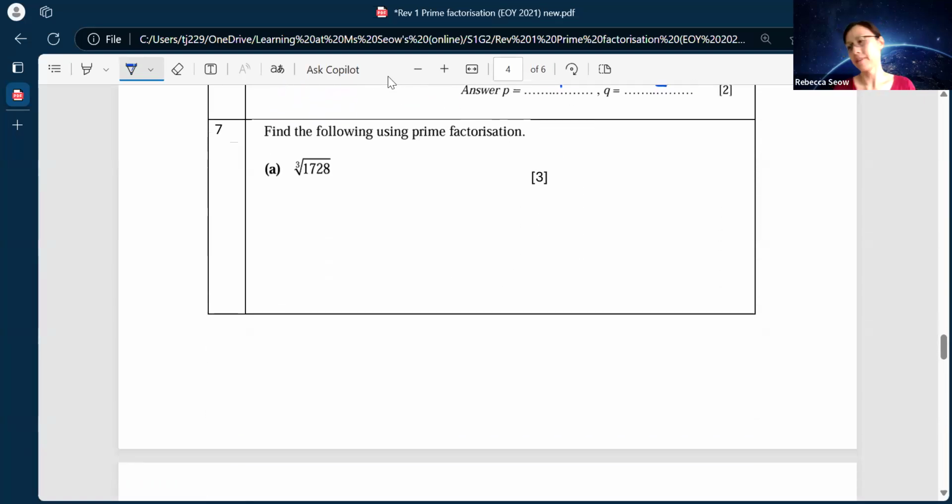Question 7. Find the following using prime factorization. So the method is restricted to prime factorization. We can't use a calculator even though we are given full access to it. Okay, so let's do the working.